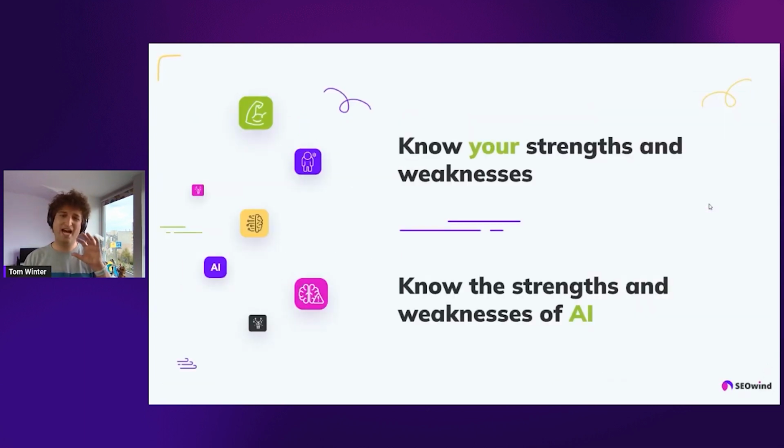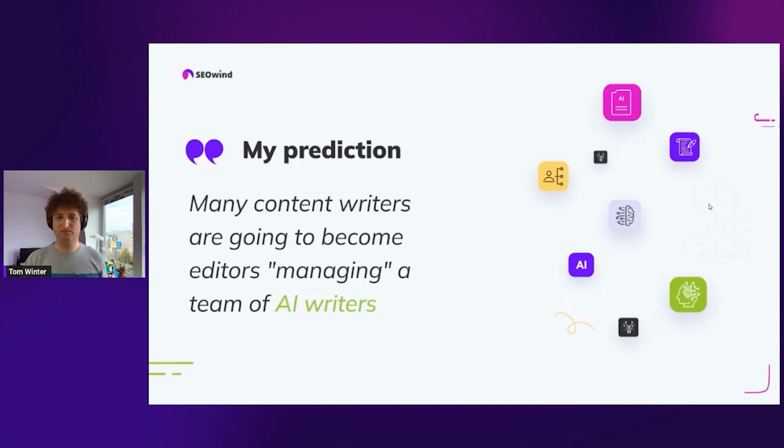So basically, you have to understand what your strengths and weaknesses are, and what the strengths and weaknesses of AI are. Once you actually understand it, you can cooperate and work together to be a lot better. So my prediction for 2023 and 2024: every single content writer will have to become an editor managing a team of AI writers. Because writing simple content is not a thing anymore, in my opinion.